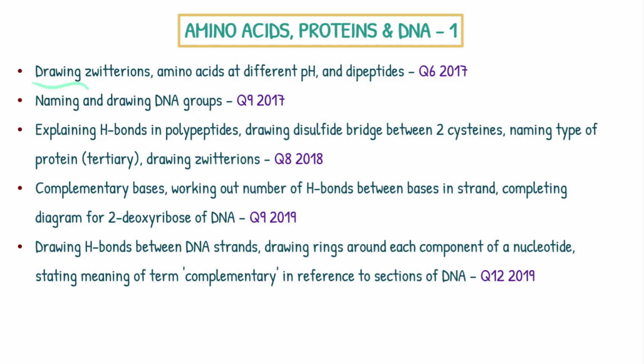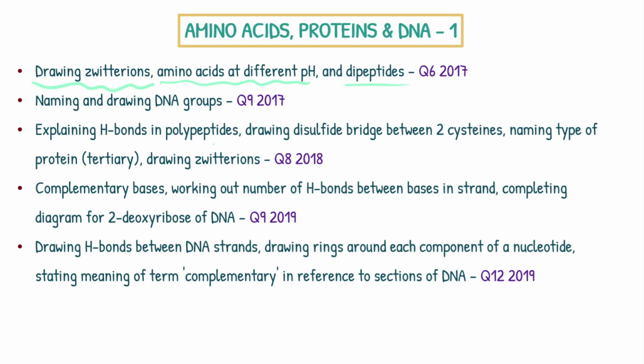You had to be able to draw Zwitter ions. Okay, this is pretty common here. And draw amino acids at different pH, and also be able to draw dipeptides. Okay. Next up, you have to be able to name and draw DNA groups. So you're given a data booklet, right? And there's some DNA and amino acid stuff in there, so get well familiar with that, okay?